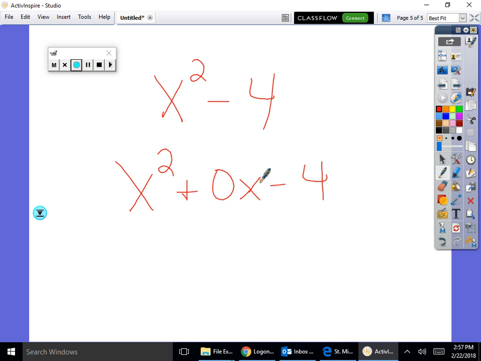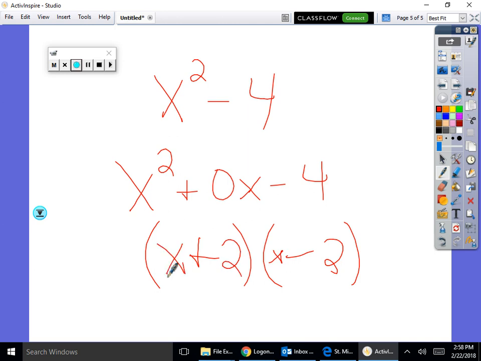-2 and +2. So the shortcut is you square root both sides, and you do a positive and a negative. That's the shortcut, okay? But if you're worried about messing up with a shortcut, then you just put in a 0x. What are two numbers that multiply to -4 and add up to 0? Good? Okay.